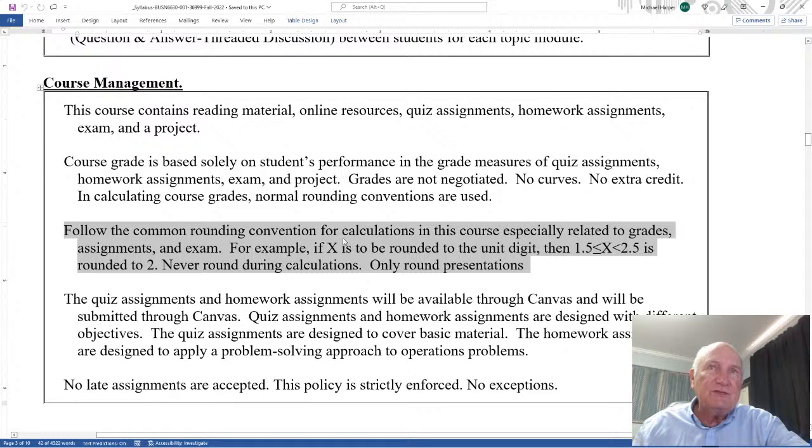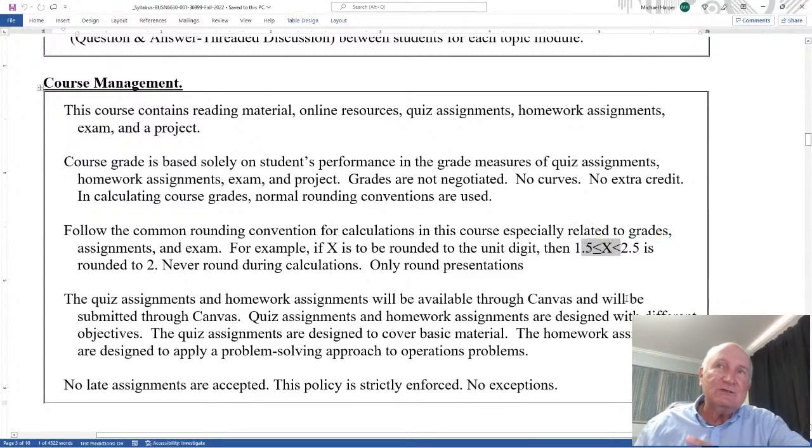Follow the common rounding conventions for calculations in this course, especially related to grades, assignments, and an exam. For example, if x is to be rounded to the unit digit, then if it's 1.5 or more and less than 2.5, you round to 2. In other words, 0.5 is rounded up. Less than 0.5 is rounded down.